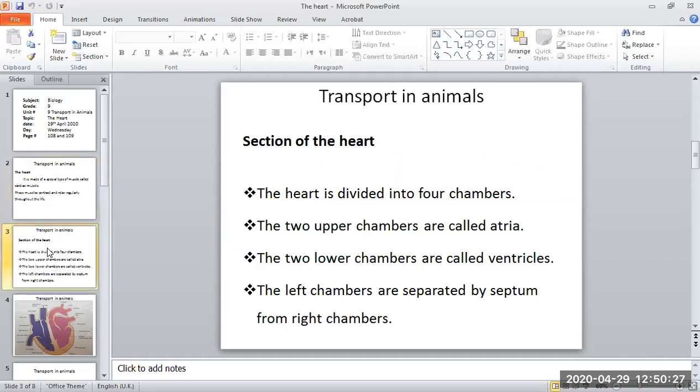Now, here are some sections that the heart has. Number one, the heart is divided into four chambers. First of all, the two upper chambers are called atria, and the two lower chambers are called ventricles. The left chambers are separated by a septum from the right chambers. Here is the septum that separates the left and right chambers.